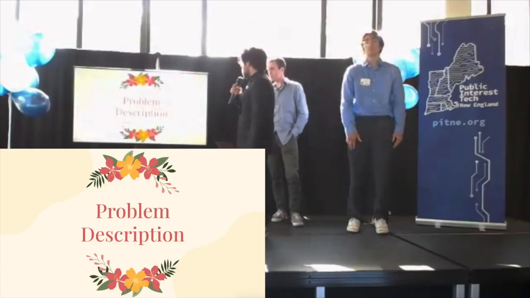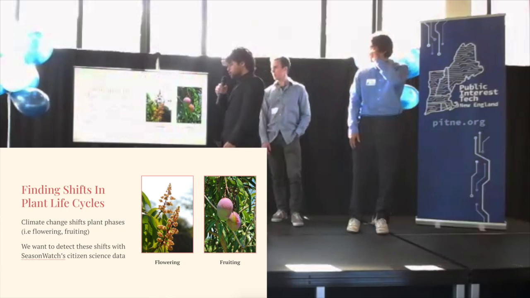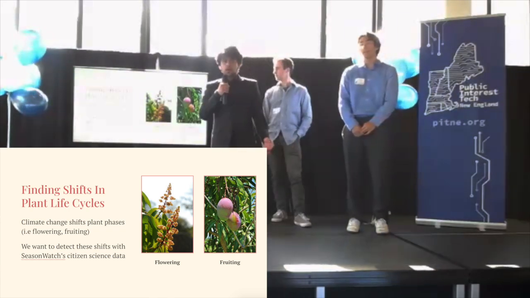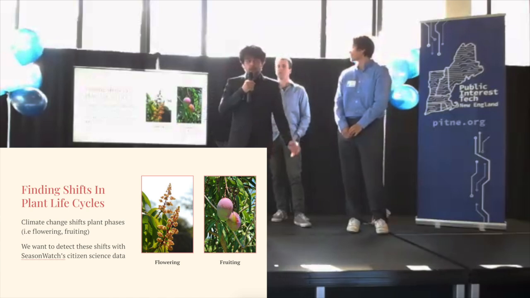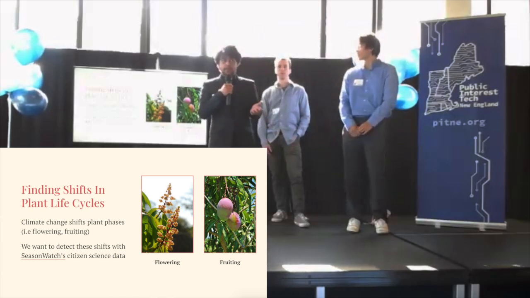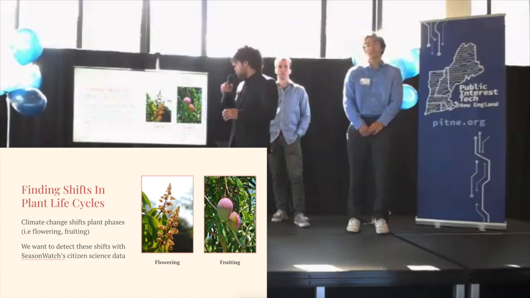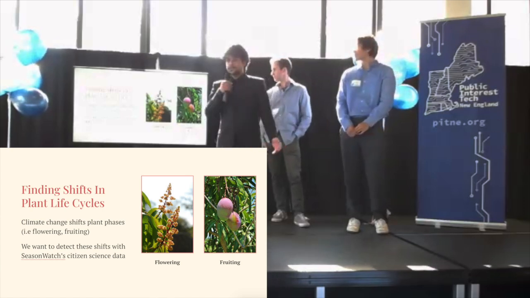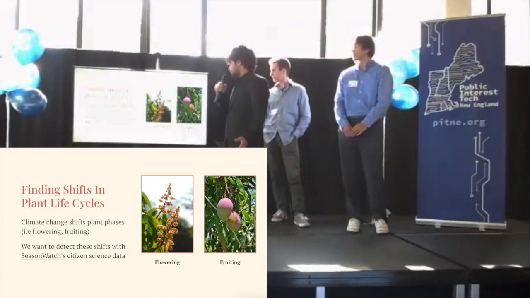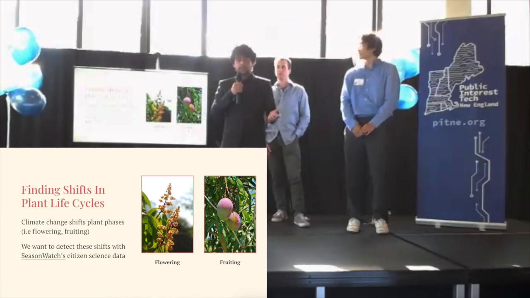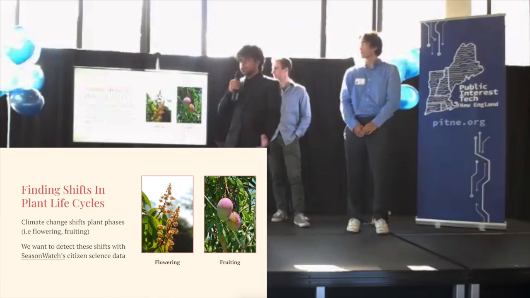Going to the problem description. In essence, the central problem that we're dealing with is that due to climate change, plant phases are shifting. So species across India are fruiting and flowering earlier or later than they're supposed to. We want to detect these shifts and quantify them with SeasonWatch citizen science data. This is important because this data is a foundation for future research on climate change.